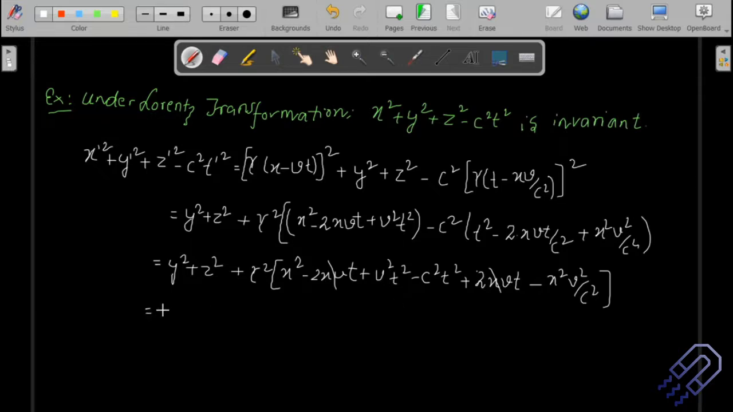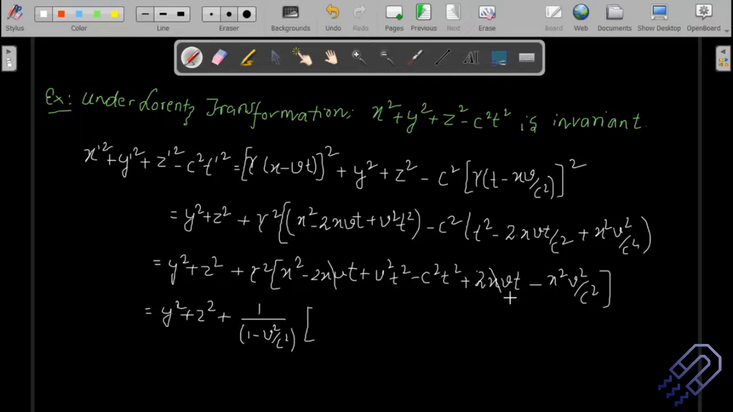So this is plus z square and plus now gamma square. So gamma is 1 divided by root over of 1 minus v square by c square. So gamma square would be nothing but 1 divided by 1 minus v square by c square. ठीक है, ये तो हो गया.